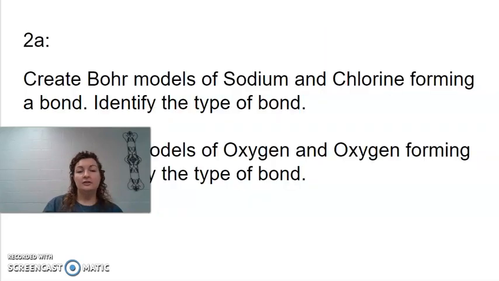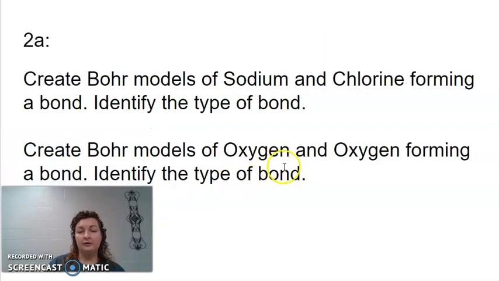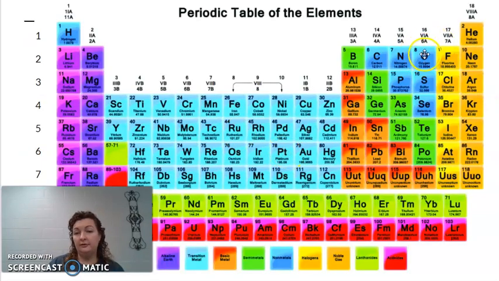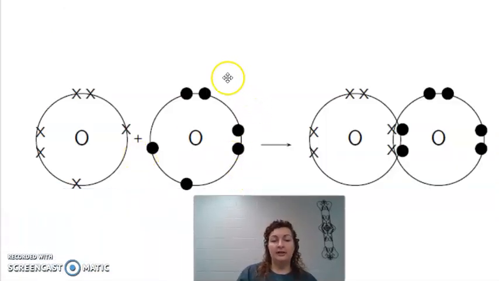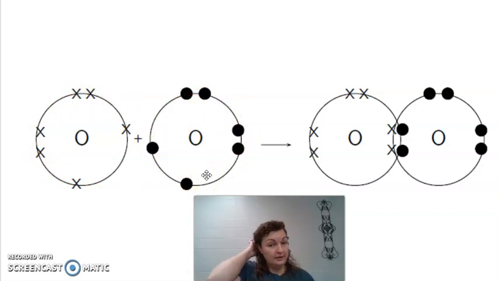So let's go back. Your second one said go ahead and do oxygen and oxygen forming a bond. Well, if we look at oxygen on our periodic table, it's right here. We're in period 2, but we're just going to focus on our valence electrons. So group 16, which means we have 6 valence electrons, right? So here is my initial oxygen and oxygen. Notice I'm only showing you the outer shell, the valence shell, okay? And there are 6 electrons for each oxygen atom because they're identical.